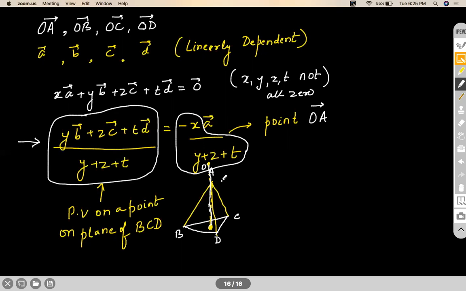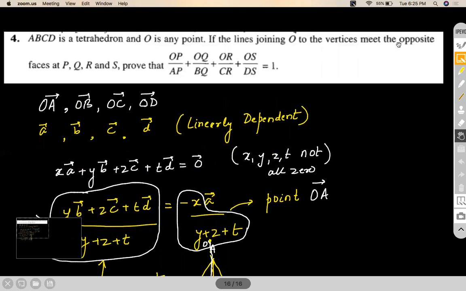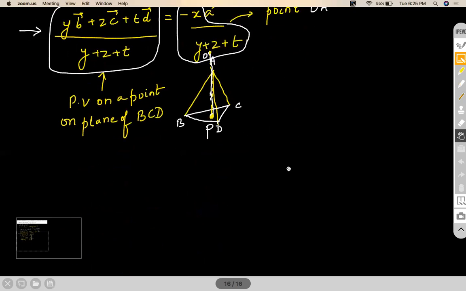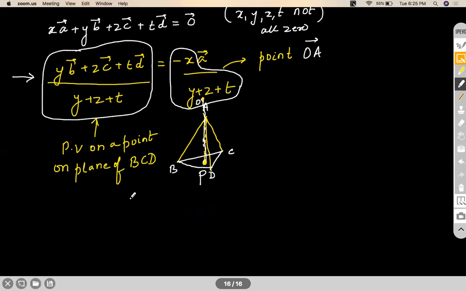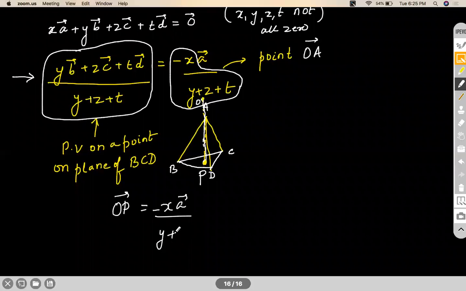Correct. And let's say this is the point P for us, that point P that they are talking about. Meet the opposite faces in PQRS. So it is justified that the point OP for us that they are talking about is minus xA by y plus z plus t. Correct?